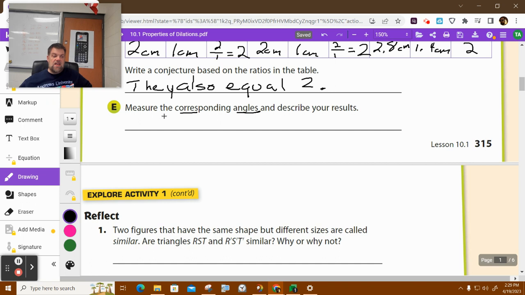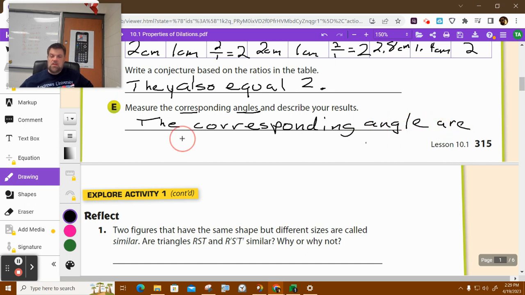So let's say, I'm going to write it this way. This is a little bit more fancy math way to say this. The corresponding, you guys should be writing this down, angles are what? Congruent. Very good. Okay?